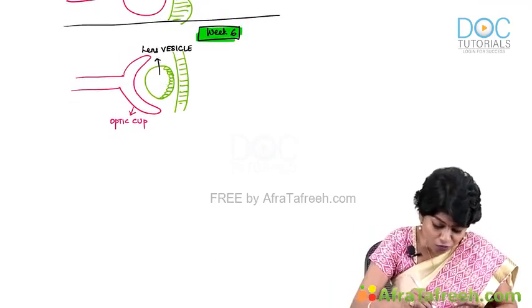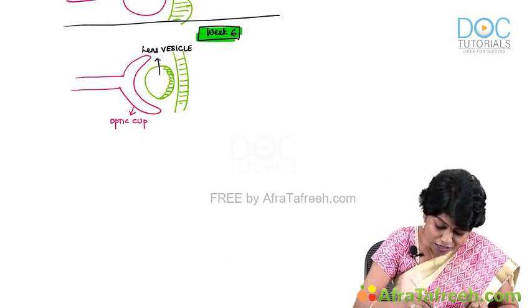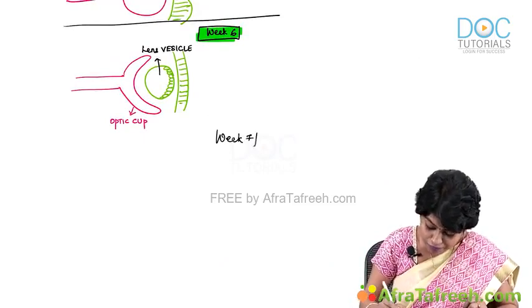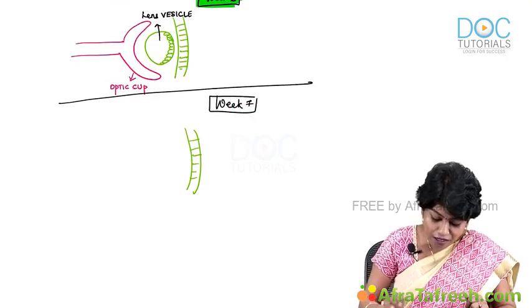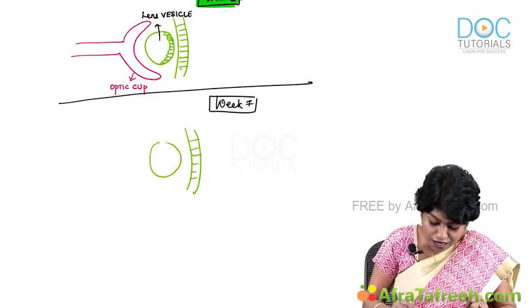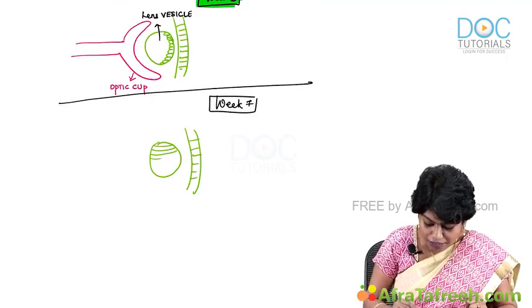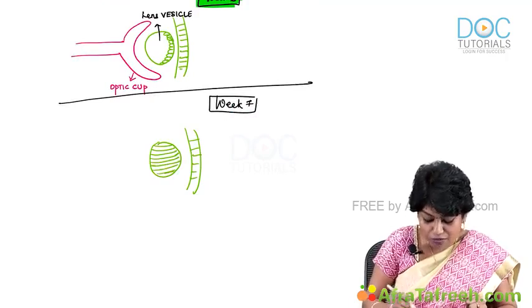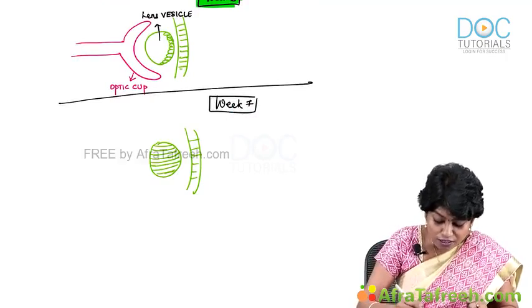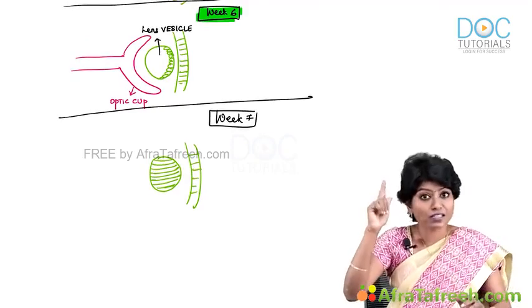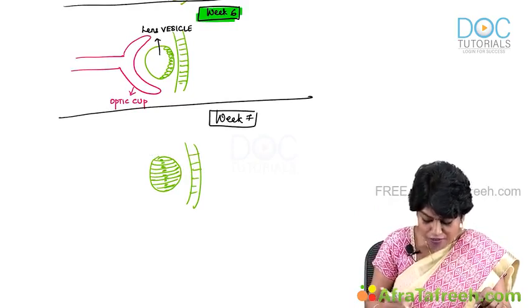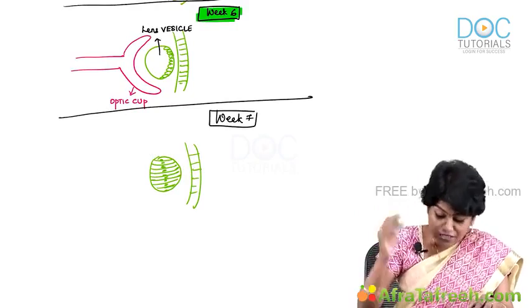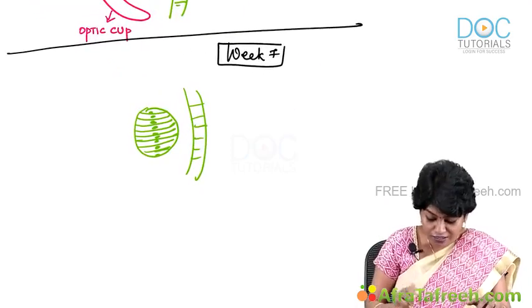Now what happens in week 7? So week 7, the lens epithelial cells in the lens vesicle enlarge to form the primary lens fibers. Whatever cells you saw in the previous week 6, those enlarge to form the primary lens fibers. The primary lens fibers, as you see, will be nucleated like this.